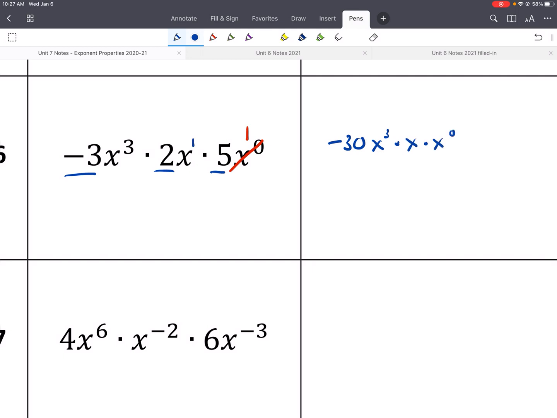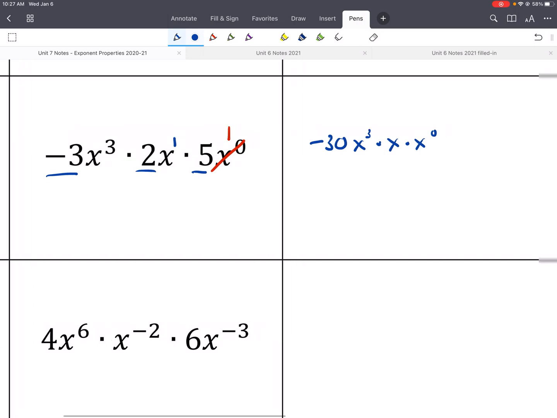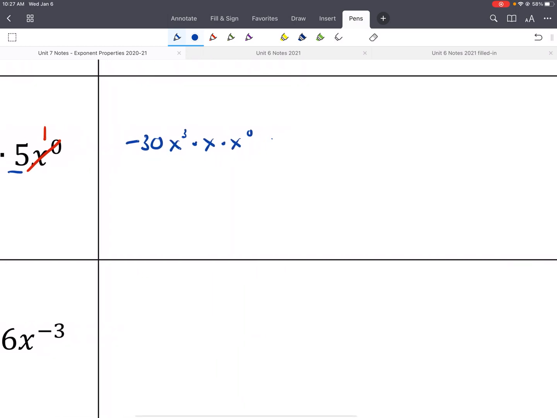And again, x by itself is just x to the 1. So now we could expand it. That's 3 x's for the first term, and then we have a 1x. Again, that's like a 1. And then for our last term, that's like no x's, so we wouldn't write anything for that. So that would just be negative 30 x to the 4th.